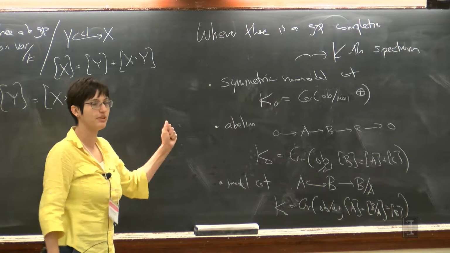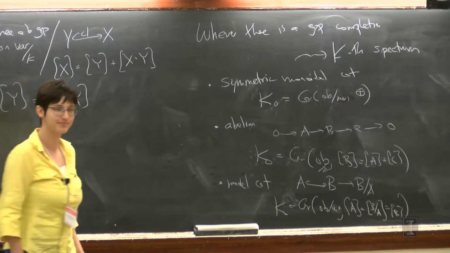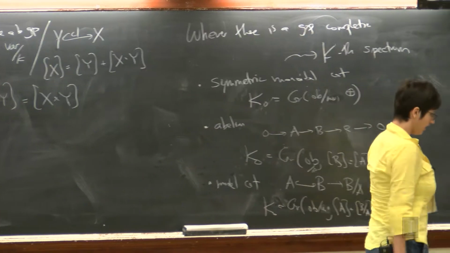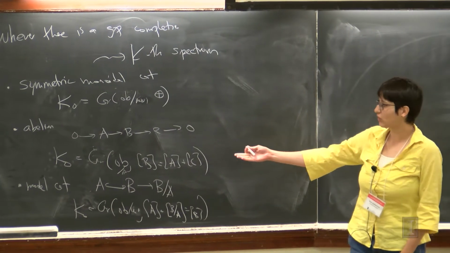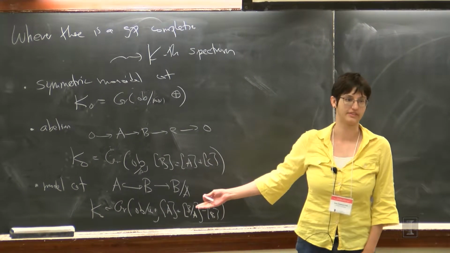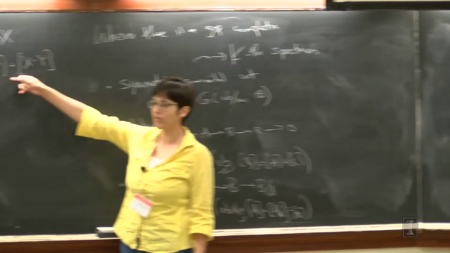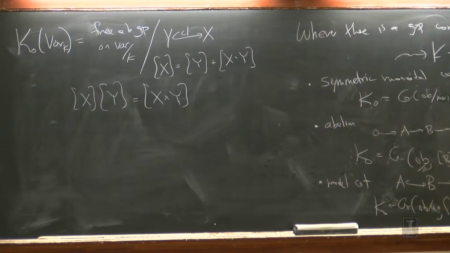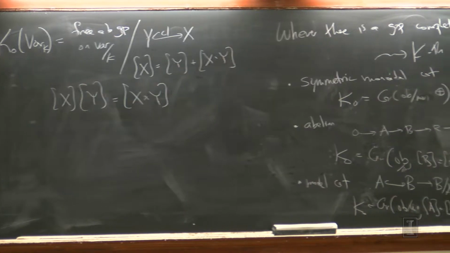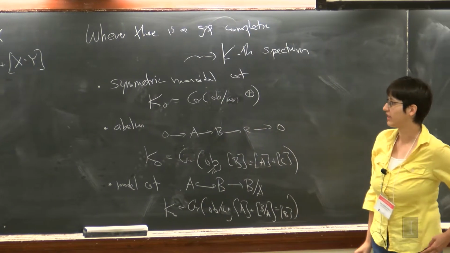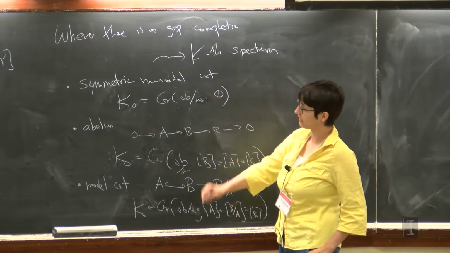Weibel's K-book is a great place to start if you want to see all of these in one place. If you notice, the category of varieties is not one of these. It is symmetric monoidal under disjoint union, but we don't want the relation to just be disjoint union. So the category of varieties actually is not one of these.